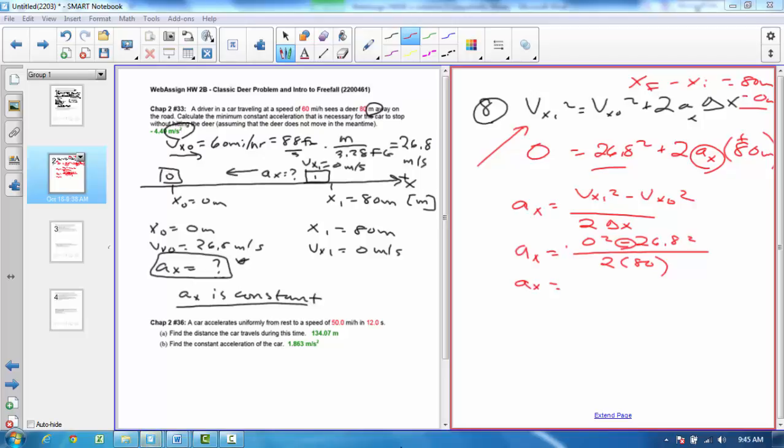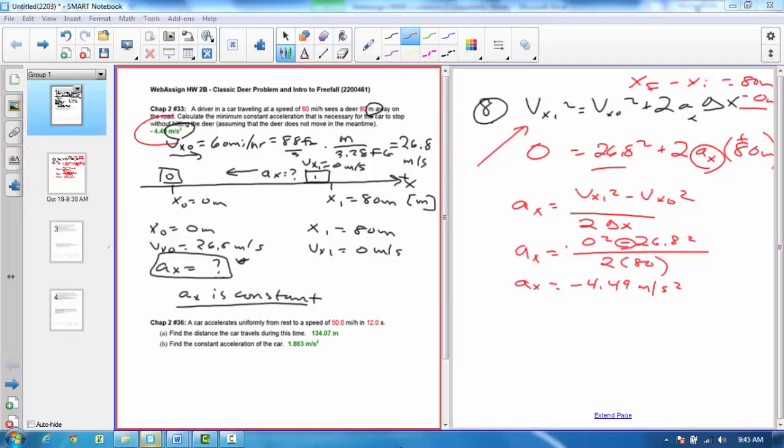And that's going to give you your answer. I'm going to take my converted number, which I have in here, square it, and divide by 160. Negative 4.49 meters per second squared. And that's our answer.